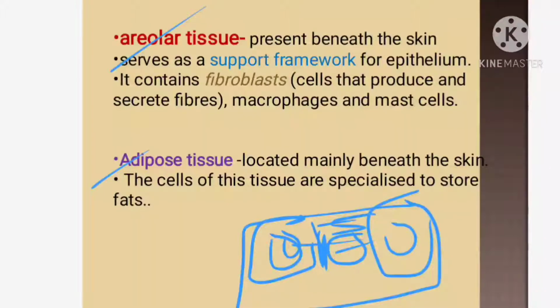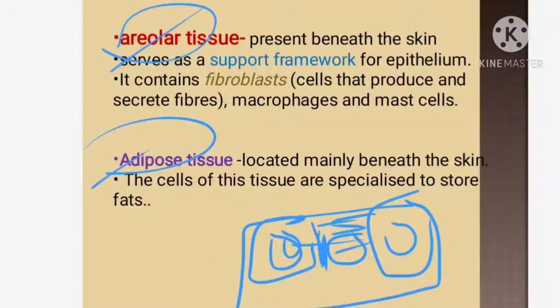Okay. So there should be separation between different organs. Some cells should separate between different organs. All these separations are carried out by this tissue. The name of the tissue is what? The loose connective tissue. It is of two types. One is areolar and another one is adipose.